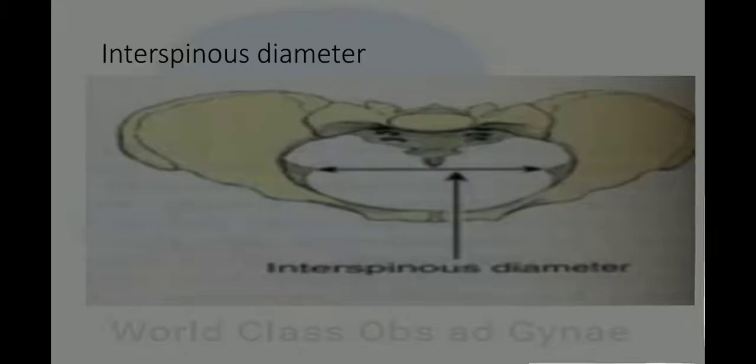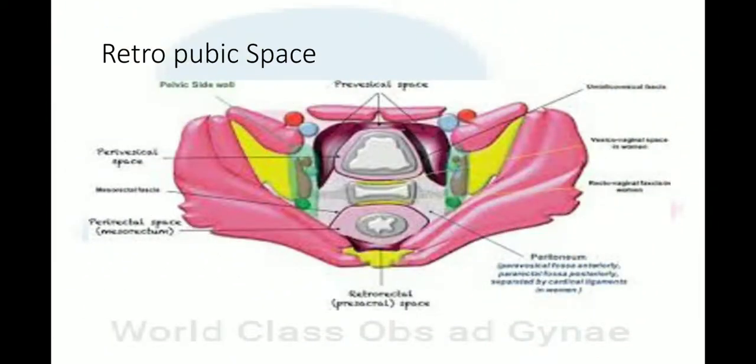Now come to the retropubic space. I will say that I will put my fingers with the palm of the hand facing upward behind the pubic symphysis and move laterally to both sides to assess the retropubic space. Normally the area is flat.